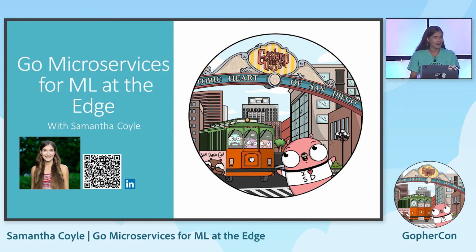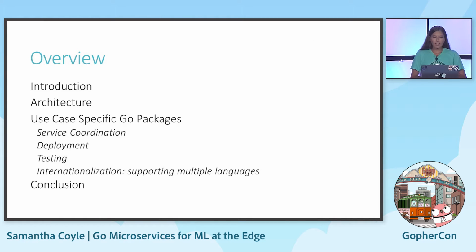Today we will cover a really exciting use case going over some Go microservices for machine learning at the edge. And my name is Samantha Coyle. I'll cover a few different sections here, starting out with an introduction, going into an architectural overview, covering some use case specific Go packages to include service coordination, deployment, testing, and internationalization, which was really fun. So that is the supporting of multiple languages. And we'll wrap things up from there.